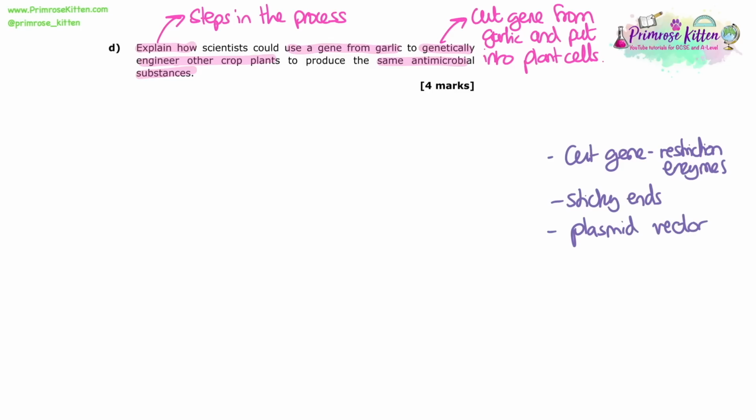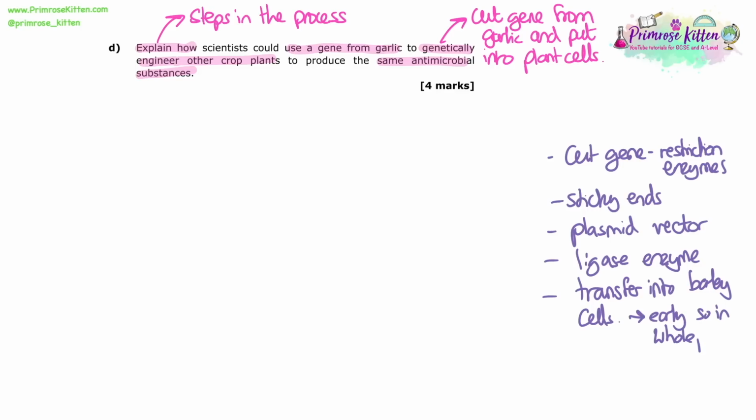This will create sticky ends. We should mention these. Using the plasmid as a vector is another thing we should mention, and then the ligase enzyme that we need to join the DNA into the plasmid. And then we've got to obviously transfer it into the plant, but we would need to do that at an early stage of development if we wanted the whole barley plant to be able to make these substances and not just a few cells.